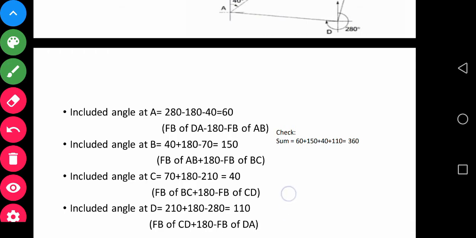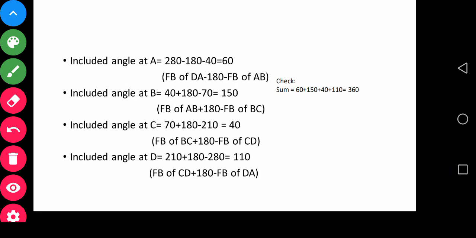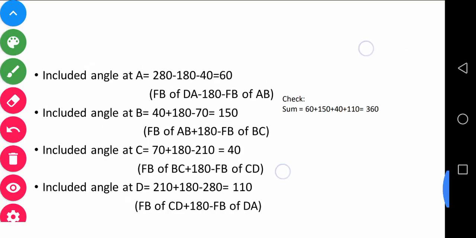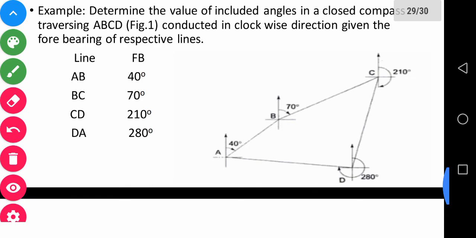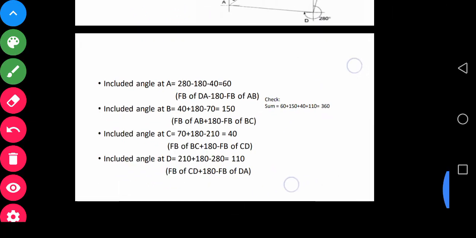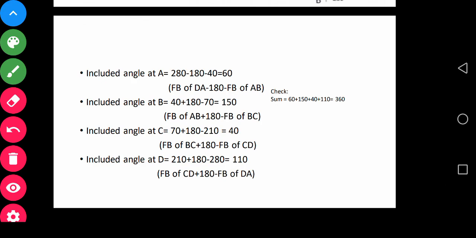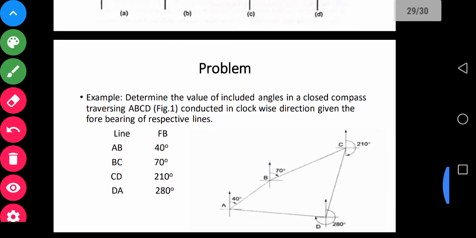Similarly, we can find the included angle at C and the included angle at D. To check this, we know that for a four-sided traverse, the total summation of the angles will be (2n minus 4) times pi by 2, that is 360. Here we can also check this: 60, 150, 40 plus 110, that is also coming to 360. It means what we have done is fine. So this is the procedure for finding included angles in traversing.